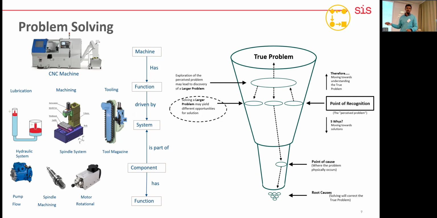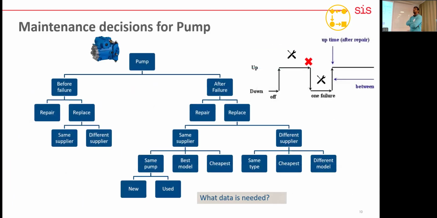So we need to solve a part of the problem so that we can enable decisions faster. Let's take an example of what kind of decisions are usually made for a pump in this context. Okay, lots of decisions. Whether to take a decision before failure or after the failure. Before, either we have to repair it or do we have to replace it? If it is a replacement, shall we take from the same supplier, or a different supplier, or a different model?